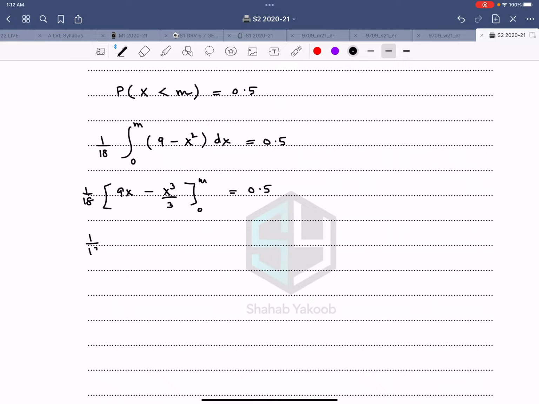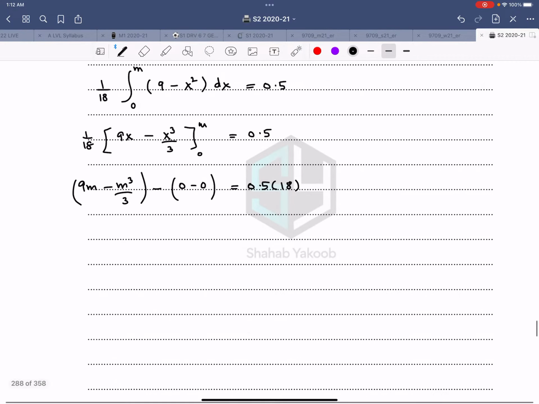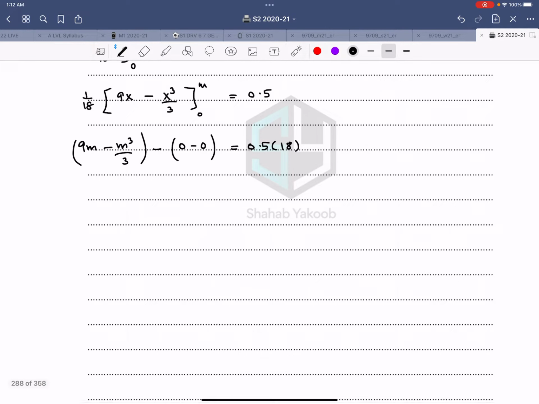Let me just take 1 over 18 to the other side. So that is 0.5 multiplied by 18. This is 9m minus m cubed over 3, and when I plug in 0, this is 0 minus 0. So therefore, this first of all comes out to be 9, and 9m minus m cubed over 3 equals 9. Therefore, multiply by 3: 9 into 3 is 27m minus m cubed equals 27.